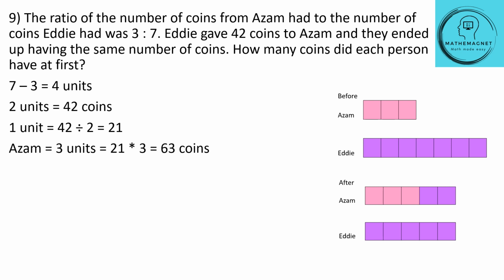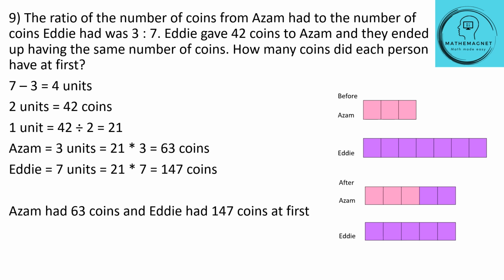Now Azam had 3 units initially. How much did each have at first? So Azam had 3 units at first. Now 3 units is equal to 21 into 3, which is 63, and Eddie had 7 units at first. So 21 into 7 is 147 coins. So Azam had 63 coins and Eddie had 147 coins at first.